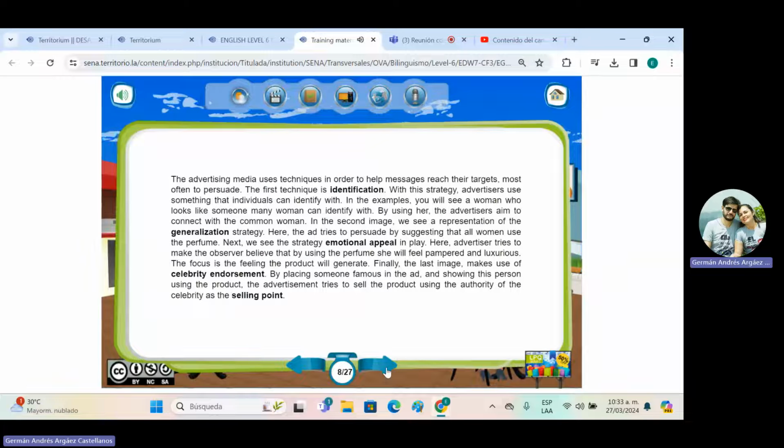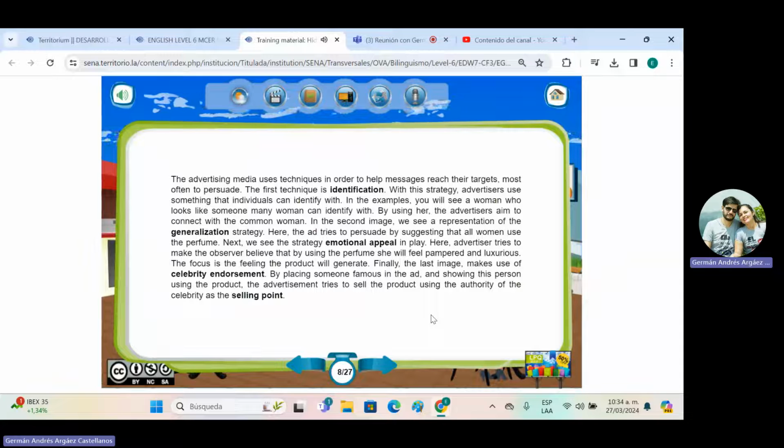The advertising media uses techniques in order to help messages reach their targets, most often to persuade. The first technique is identification. With this strategy, advertisers use something that individuals can identify with. In the examples, you will see a woman who looks like someone many women can identify with. By using her, the advertisers aim to connect with the common woman. In the second image, we see a representation of the generalization strategy. Here, the ad tries to persuade by suggesting that all women use the perfume.